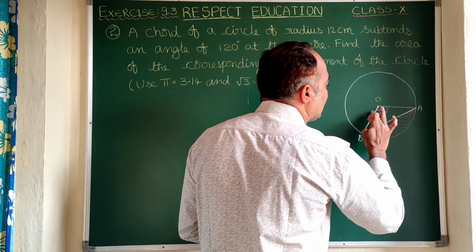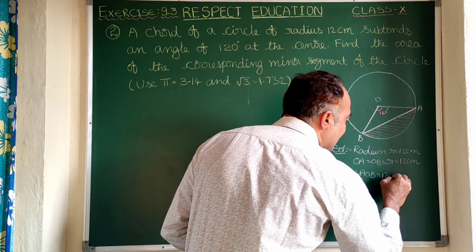Here what is given? A circle of radius 12 centimeter. So we can write radius R is equal to 12 centimeter. Also OA and OB are nothing but radii. So we can write OA is equal to OB is equal to R is equal to 12 centimeter. And this is the angle subtended by the chord AB. So angle AOB equals 120 degrees.